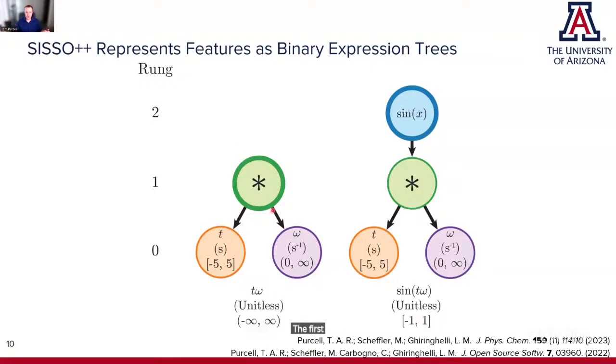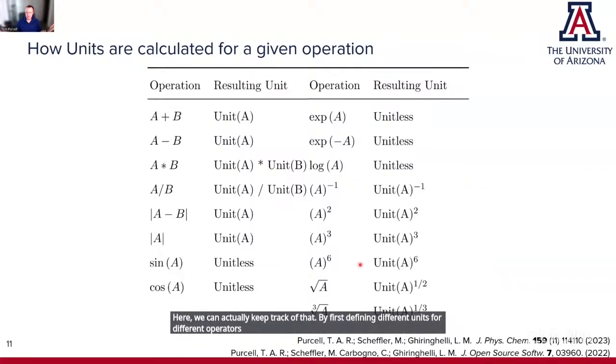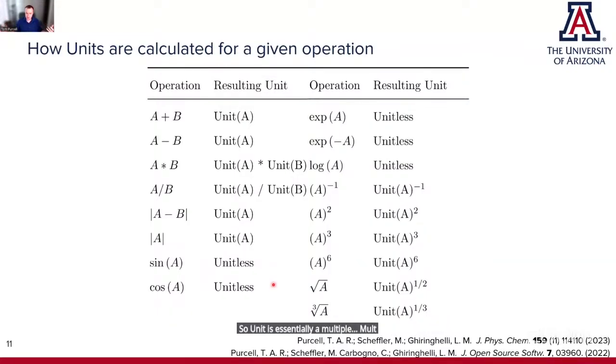The first one that we actually implemented was known as units, and making sure that the candidate descriptors themselves are physically meaningful terms. What I mean here is that if you have some dimension to object or property A and some dimension to property B, physically they must follow some rules in order to be combined. Here we can actually keep track of that by first defining different units for different operators by combining them in this way. So unit is essentially a multiplicative algebra system.